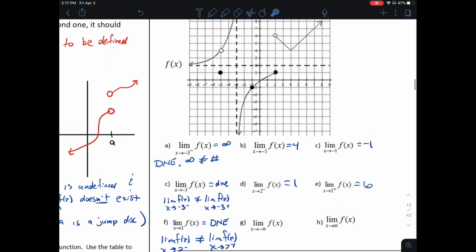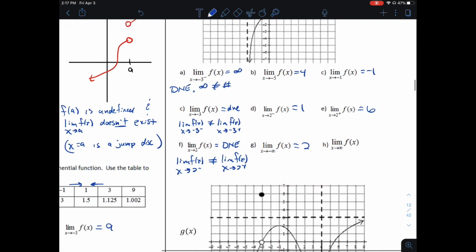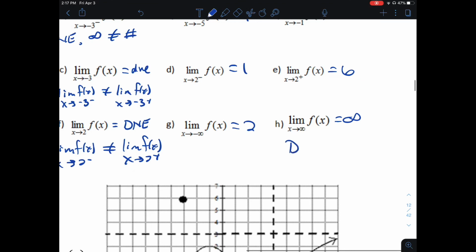G, what's the limit as x approaches negative infinity? As we go left forever, this curve's getting closer and closer to this horizontal asymptote of 2. And as we go right forever, the y value is growing without bound. So we would say this is going to infinity, which means this limit does not exist. Infinity does not equal a number.